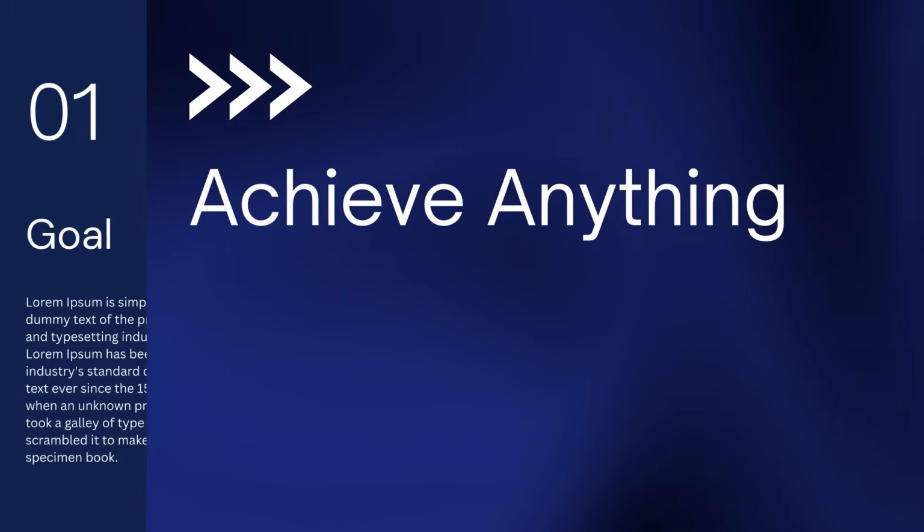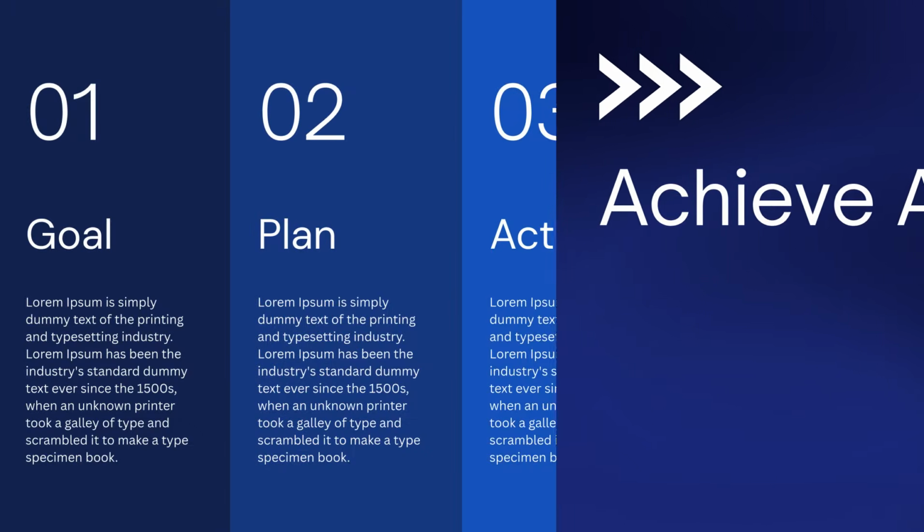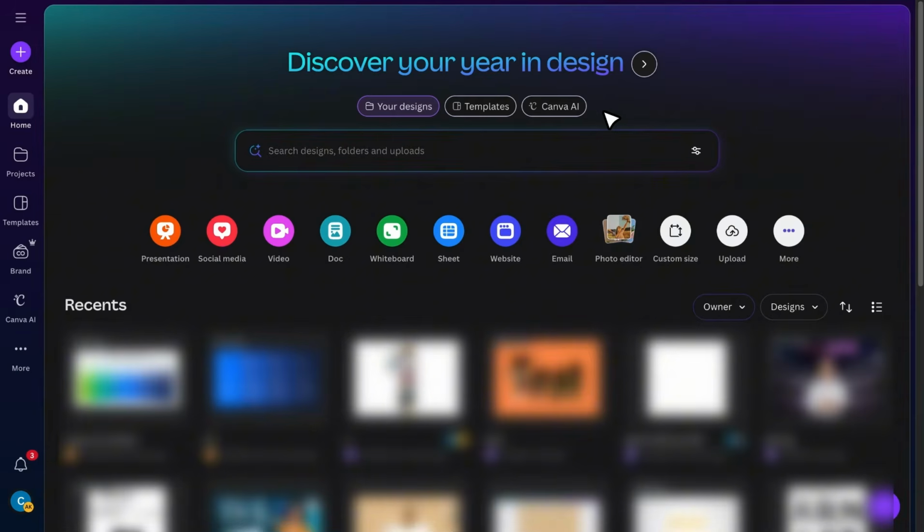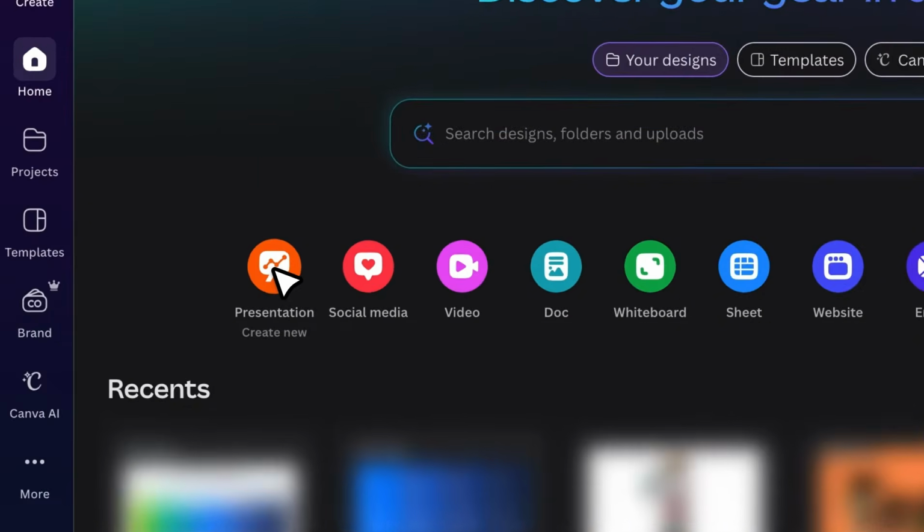Create an animated presentation like this in Canva. Let me show you how it's done. Alright, first open Canva and click on Create a Presentation to start with a blank slide.